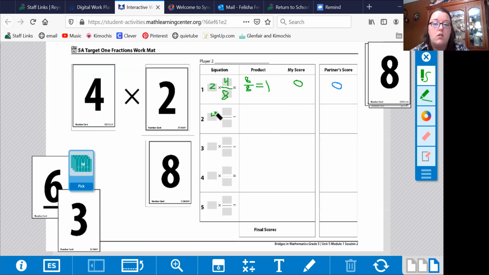So I have 4 groups of 2/8. So again, you could do repeated addition, or 4 times 2 is 8. Out of the 8 I need to make a whole. 8/8 is the same as 1. So my score is still 0. Compared to the 1/6 from the blue team.